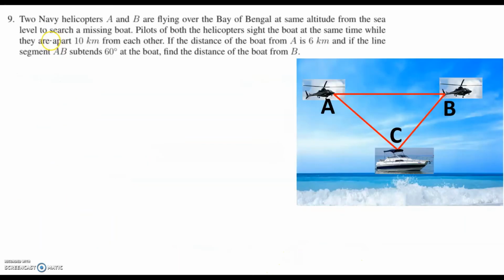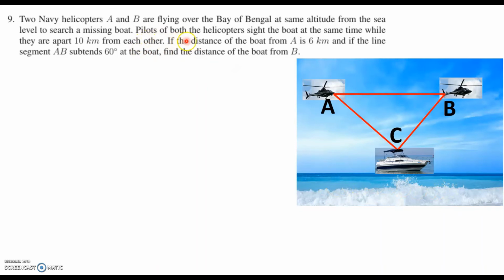Question 9. Two Navy helicopters A and B are flying over the Bay of Bengal at same altitude from the sea level to search a missing boat. So you have two helicopters. Let's call this helicopter A, and this is helicopter B. They are in the same altitude and they are searching for a missing boat. So let's assume that this is the missing boat and this is our Bay of Bengal.